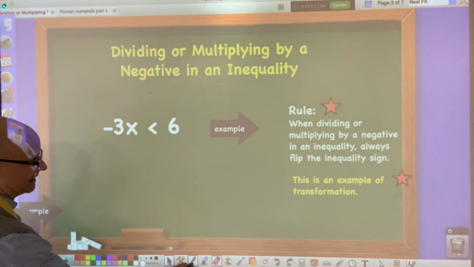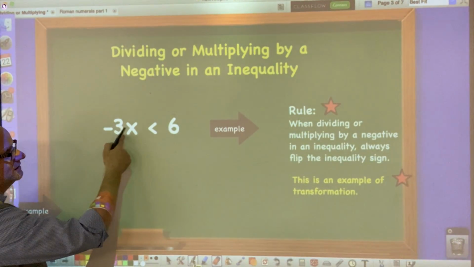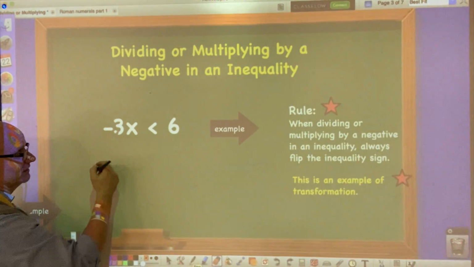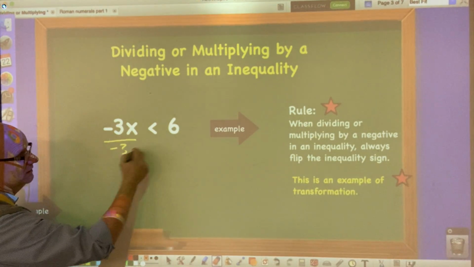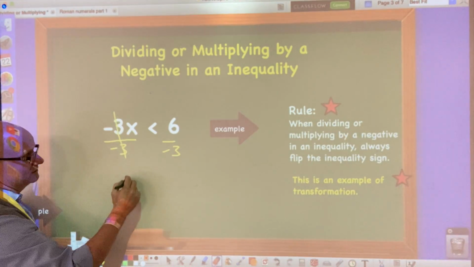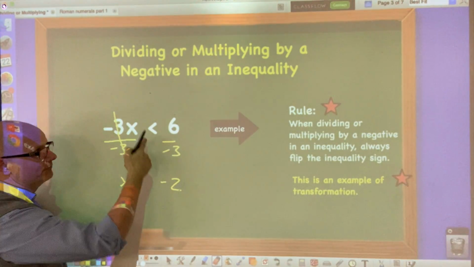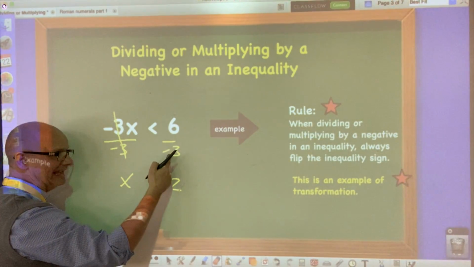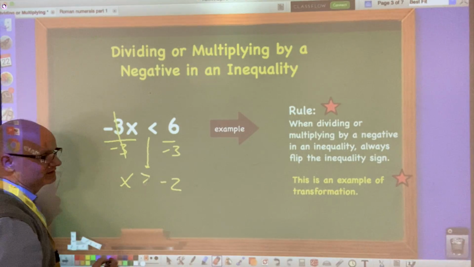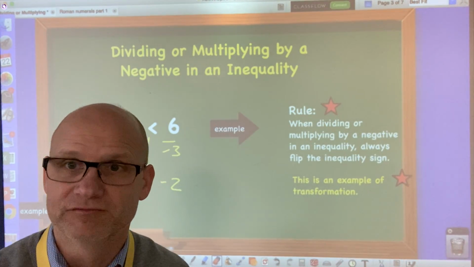So here this says -3 times x is less than 6. In order to solve this, I'm going to divide by -3, just like you would always. And so this would cancel, and this is x, and this is -2, right? 6 divided by -3 is -2. But since we are dividing by a negative, we flip the sign. You just got to remember to do that. When you're dividing by a negative, you flip the sign.